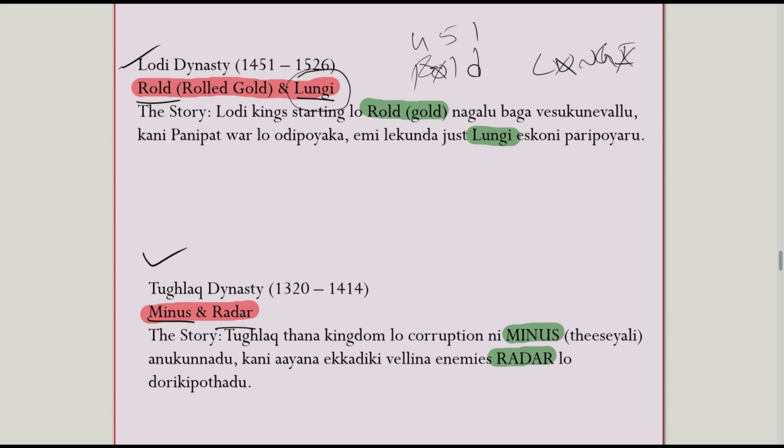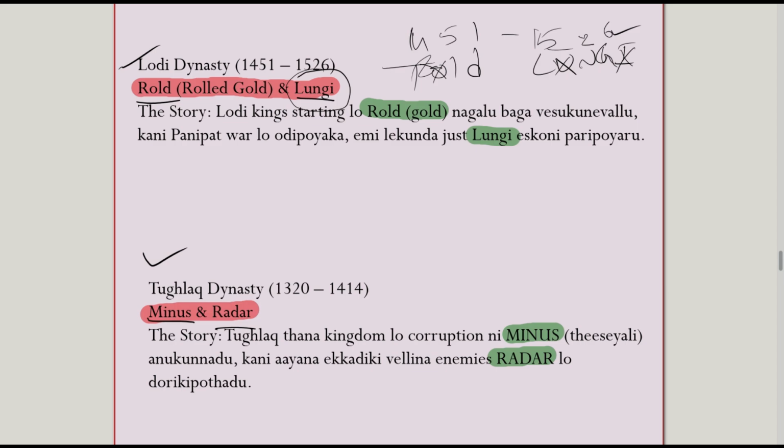As I said earlier, by cancelling the vowels A, E, I, O, U, we will get the exact numbers: 4, 5, 1, 5, 2, G6. That is 1451 and 1526. So you can remember it very simply by remembering these words. You don't need to remember the sequence or the order, or anything. You just need to remember these words and the simple story. After remembering the story, you can recollect the year very fast. Next, the Tughlaq dynasty is also very simple.